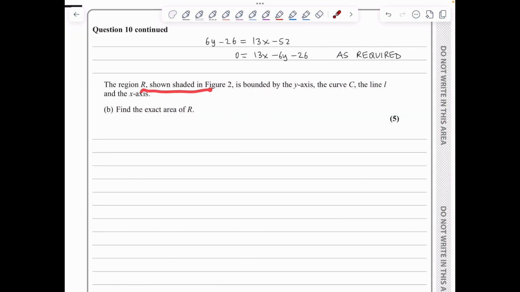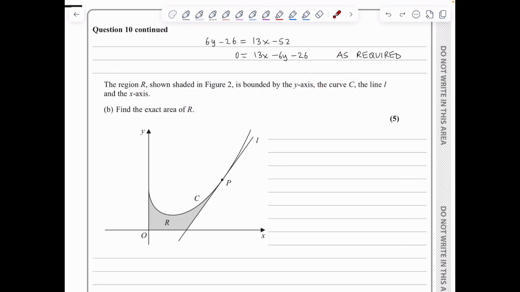Now the region R, shown shaded in figure 2, is bounded by the y-axis, the curve C, the line L, and the x-axis, and we need to find the exact area of R. This is the shaded region here. I will start by dropping the perpendicular from P onto the x-axis. We know that the x-coordinate of point P is 4.